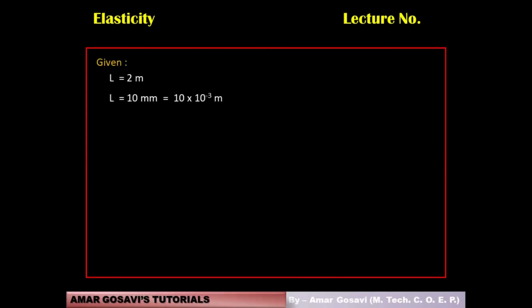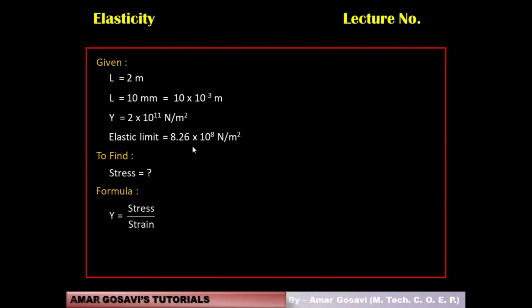Given length capital L is 2 meter, small l, okay, here it's 10 mm. So make that correction. This is small l, elongation. Convert it into meter. So 10 into 10 raised to minus 3 meter. Young's modulus is given to you for the steel. Elastic limit is also given to you. So you're supposed to find out stress.